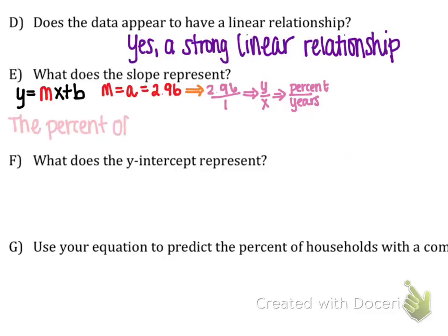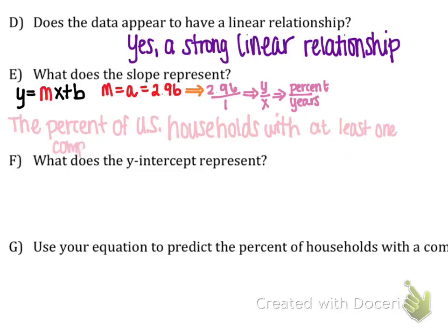The percent of U.S. households with at least one computer increased 2.96% per 1 year, because remember my fraction was 2.96 over 1, 2.96% for every 1 year.